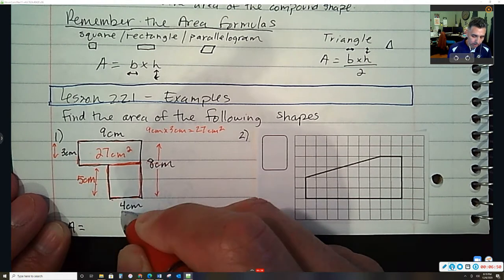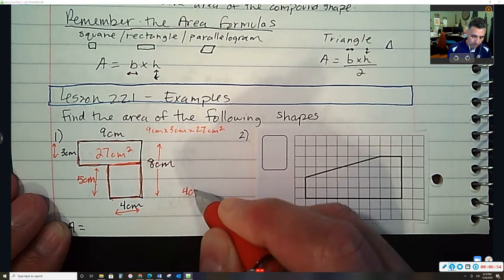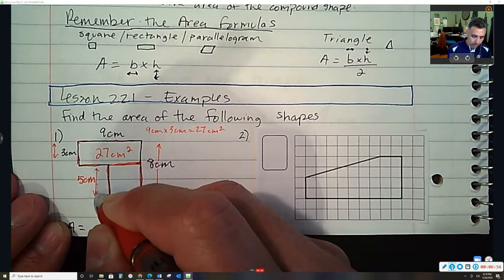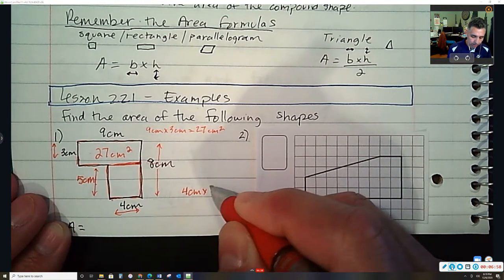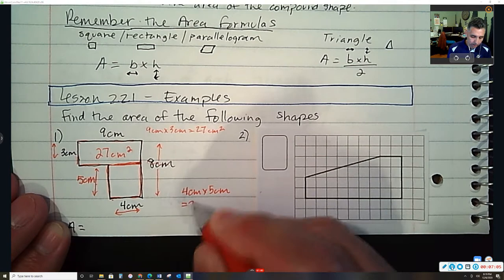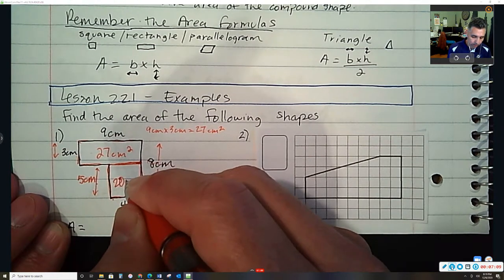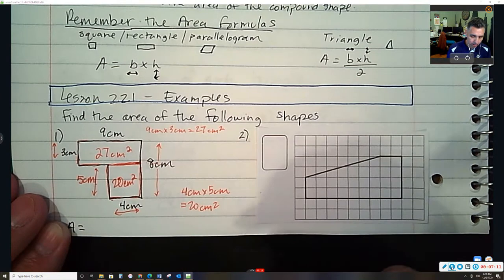The area is base, 4 centimeters, times height, and we just figured out that that's 5 centimeters. And I'm not going to write it over here because I don't want to go in that way, but that would be 20 centimeters squared. So this one is 20 centimeters squared.